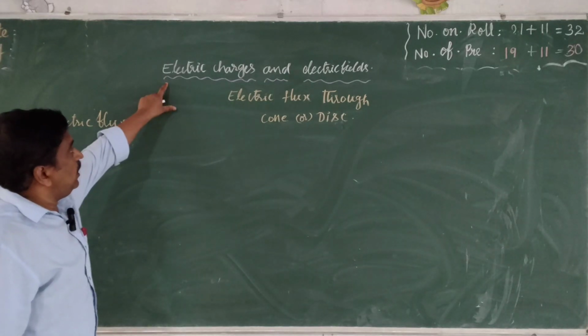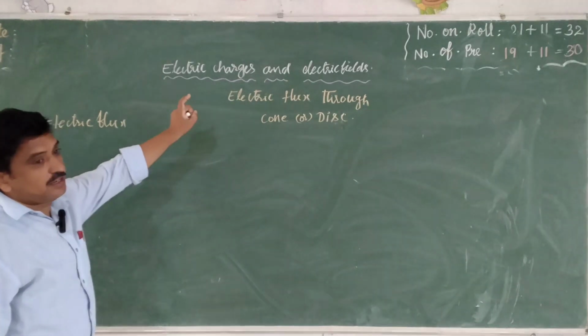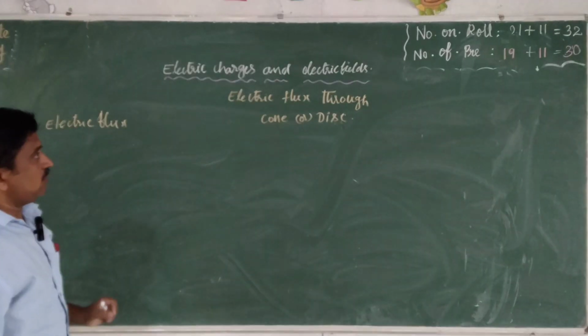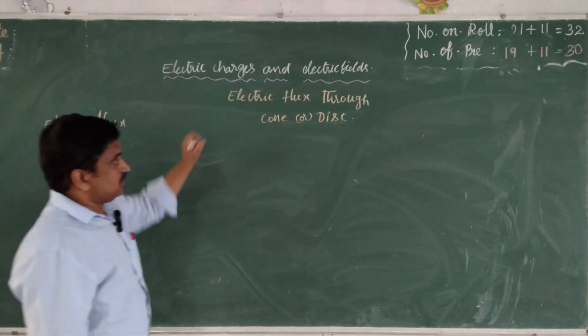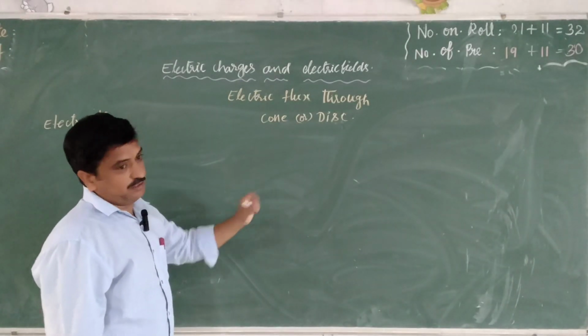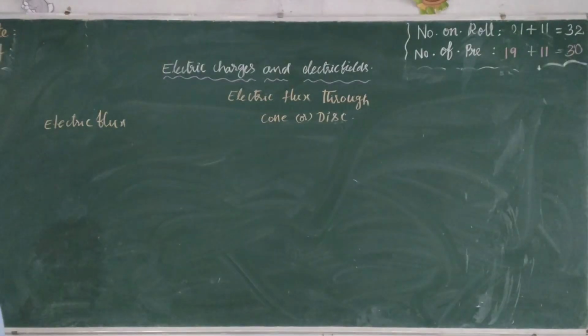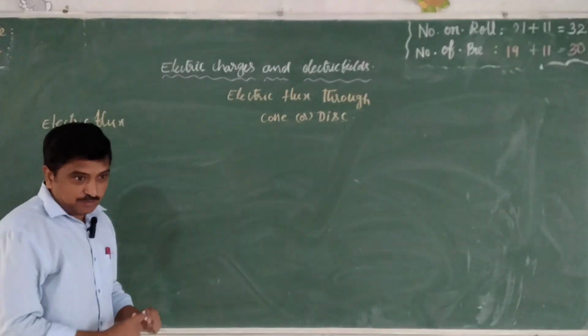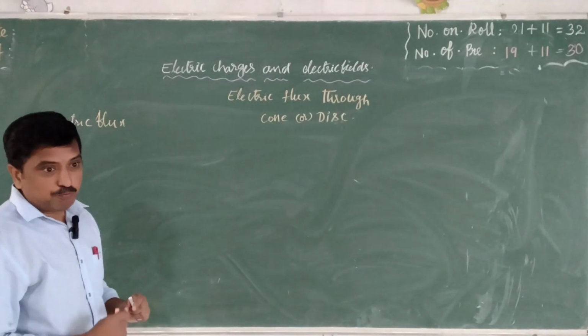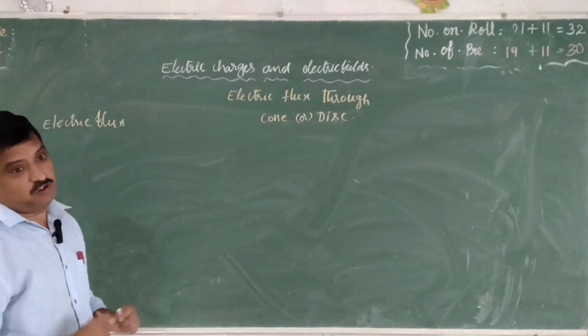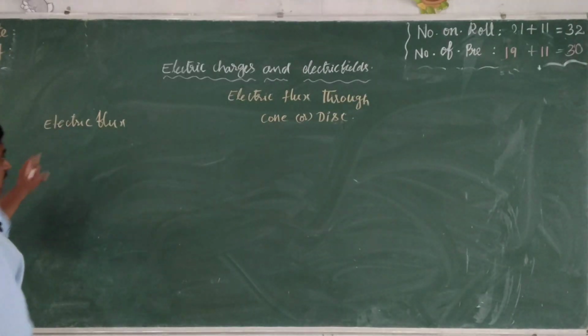See electric charges and electric fields. In this lesson, electric flux through a cone or a disc, we will discuss. Before that, we discuss what electric flux is. Electric flux means the number of electric field lines passing perpendicular to a plane surface.